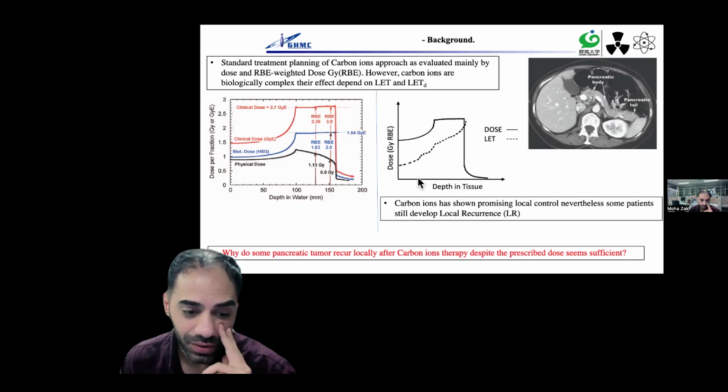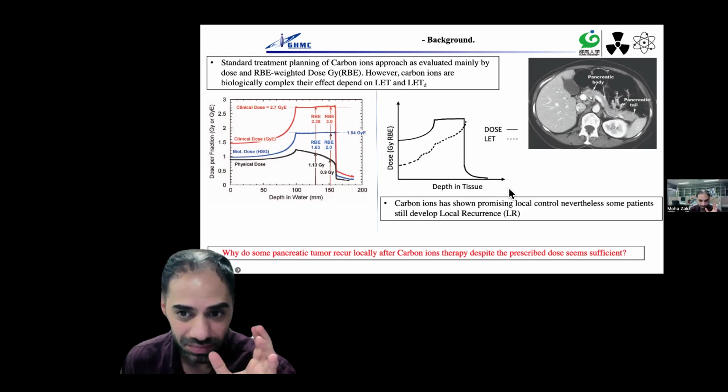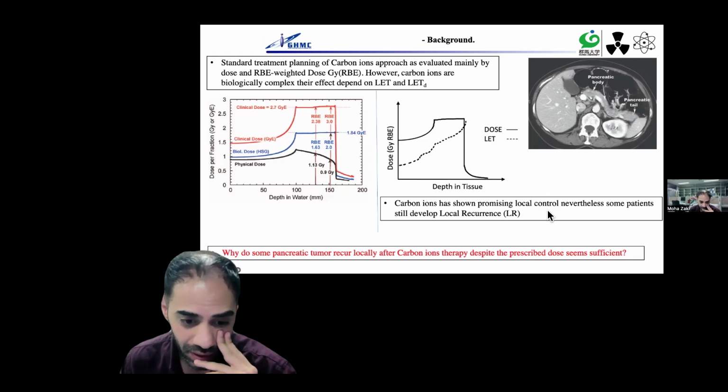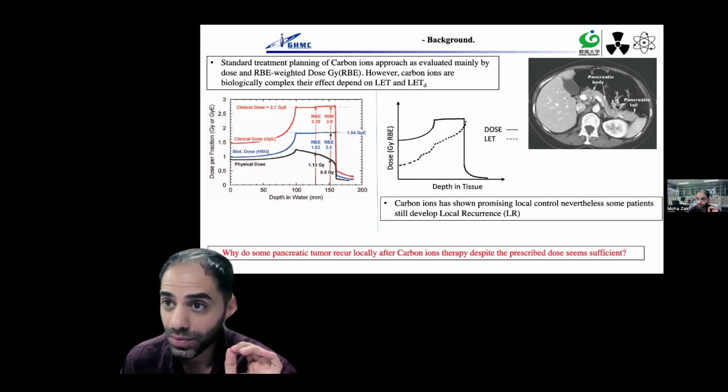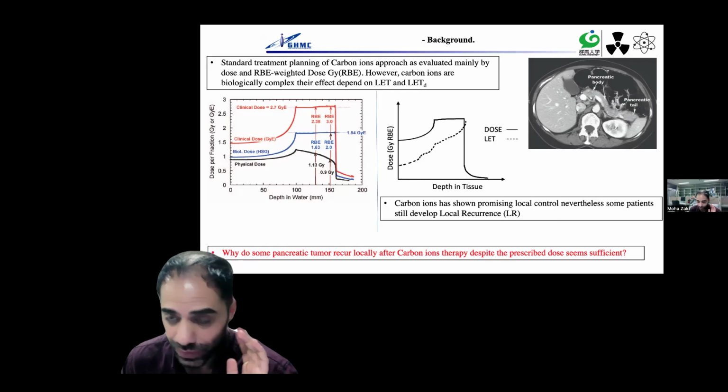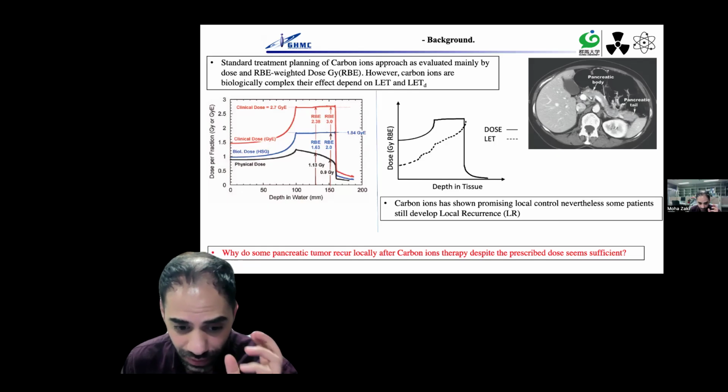Carbon ion radiotherapy can show promising local control, but some pancreatic patients still develop local recurrence after carbon ion radiotherapy, even when the prescribed dose seems sufficient.